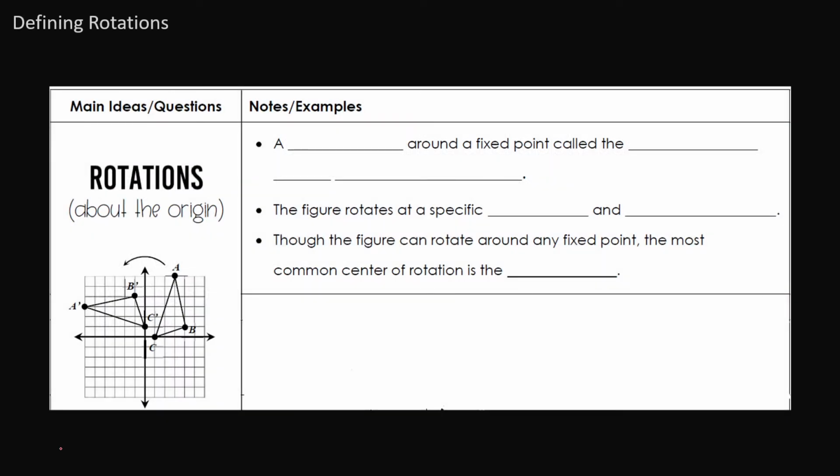So when we talk about rotations, it is a turn around a fixed point called the center of rotation. Pretty straightforward. And specifically in this video, we're going to be talking about the patterns when you rotate about the origin. You can see in this diagram here, my center of rotation is definitely the origin. Each point is being moved, so from A to A prime, B to B prime, and C to C prime, they are being rotated the same distance around the origin. The figure rotates at a specific angle and direction. Though the figure can rotate about any fixed point, the most common center of rotation, like I was saying, is the origin.